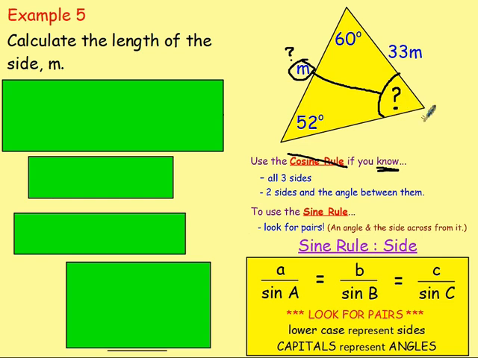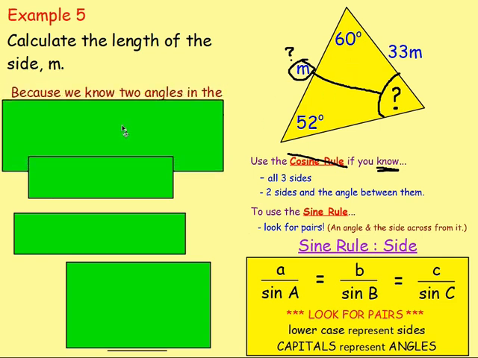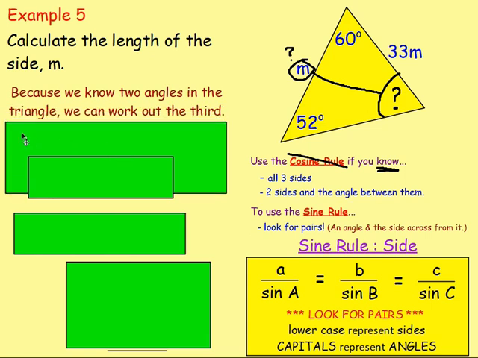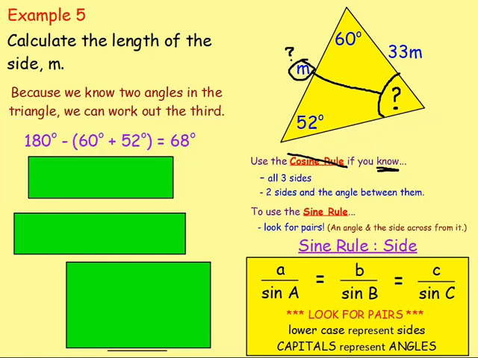Oh, yes. And what's the issue? I don't know the size of that angle. You're right, you don't know the size of the angle. So what would you have to do? You can work it out. And how can you work it out? Well, you know two sides. So in a triangle, angles add to 180. So you could add the 60 and the 52 and take away from 180. You can indeed, yeah, well done.